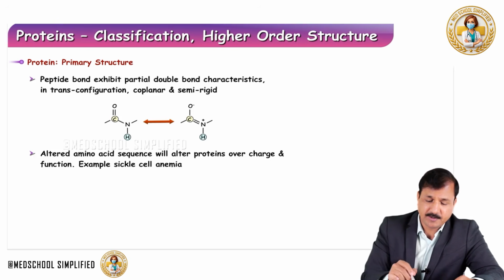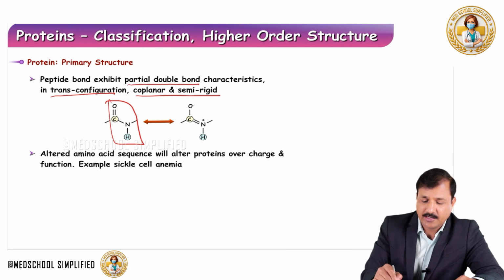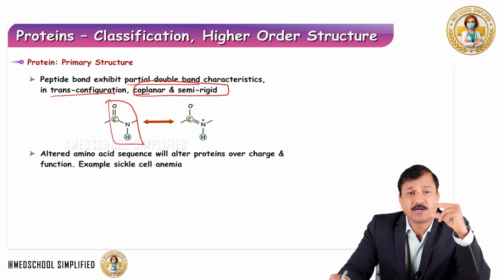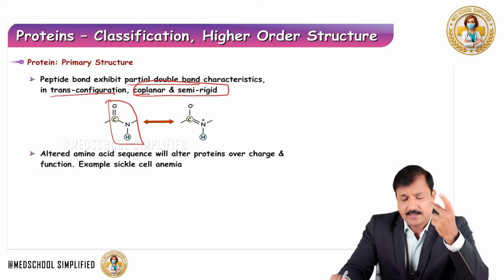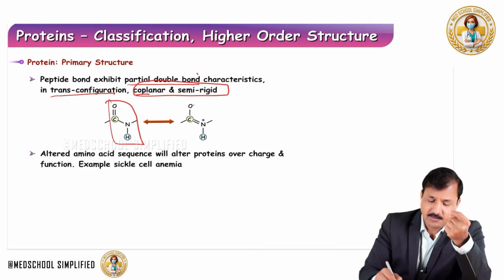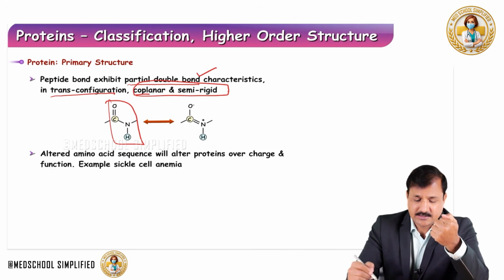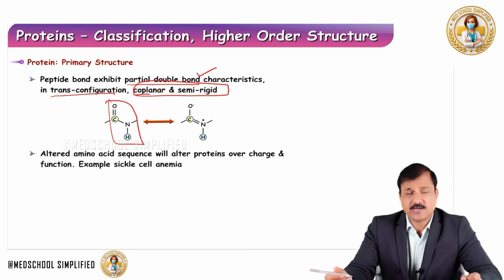So let's look into that peptide bond a little more. The peptide bond exhibits partial double bond characteristics, and it is in trans configuration. As you see, it is in trans configuration, coplanar and semi-rigid. These are some of the characteristics of a peptide bond. It is covalent in nature, and covalent bonds are strong bonds. It has partial double bond characteristics, trans configuration, and it is coplanar and semi-rigid.